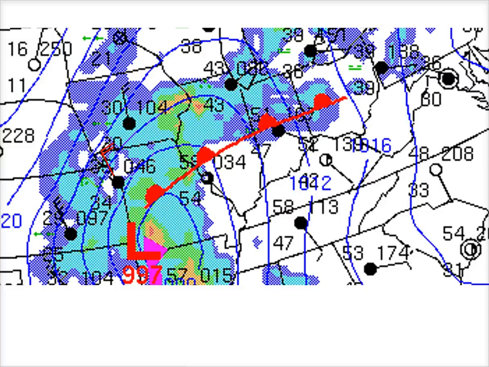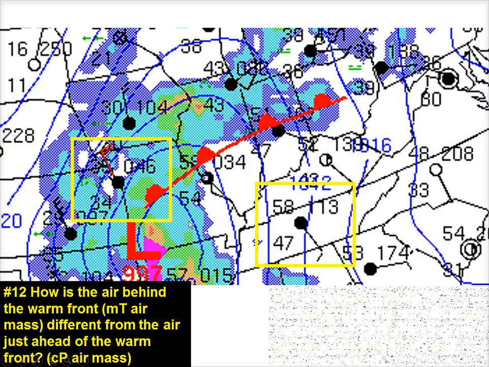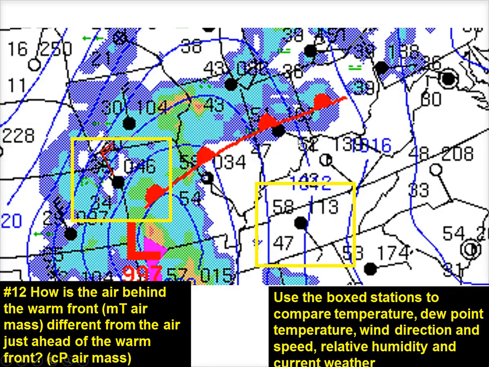Now let's take a look at both sides of this warm front. So we have air in back of the warm front here, meaning that the warm air has reached this area, and we have air in front of the warm front, meaning the warm air hasn't reached it yet. And here's a station model that may be a little hard to read. This is a 35, a 34, and a 046 over here. This is 58, 47, and 113.